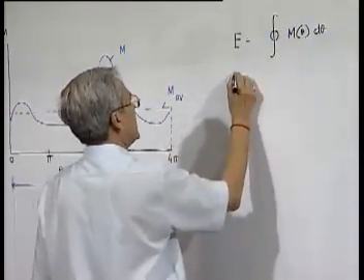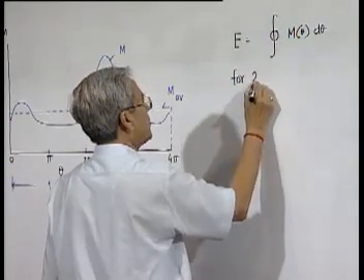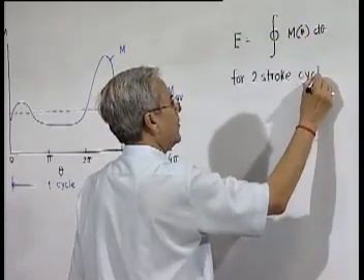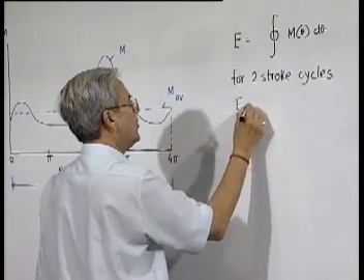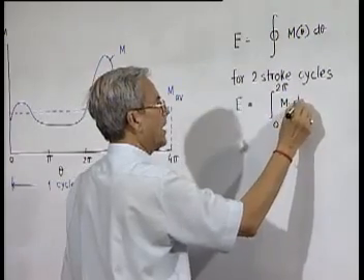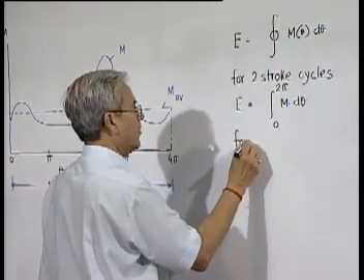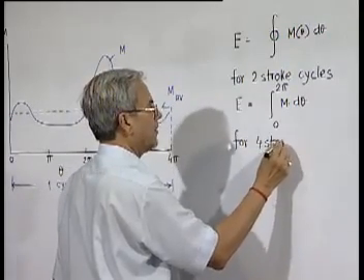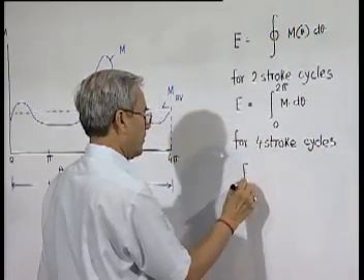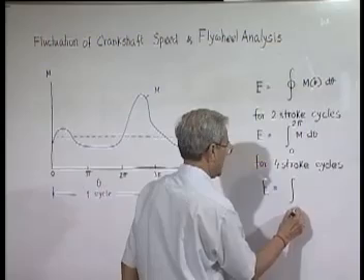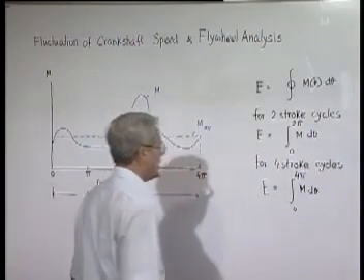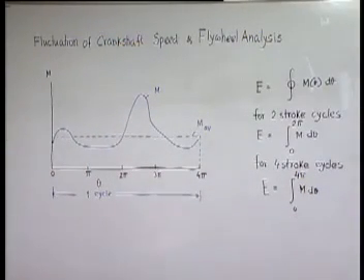in this particular case, that means for a 2-stroke cycle, E will be equal to the integral from 0 to 2 pi of m d theta, and for a 4-stroke cycle engine, energy will be the integral from 0 to 4 pi of m d theta. So this is the amount of energy generated in every cycle.